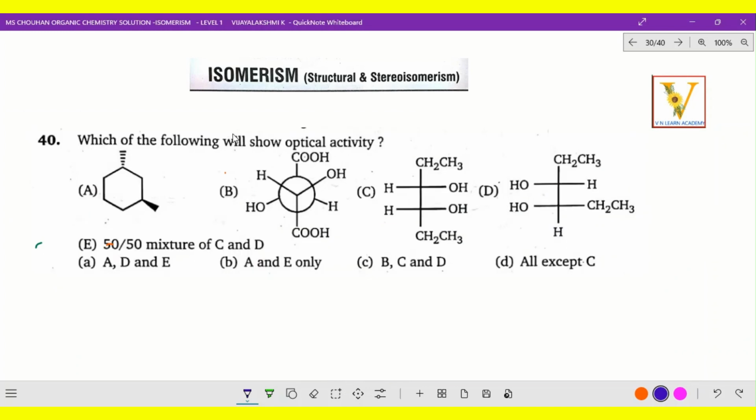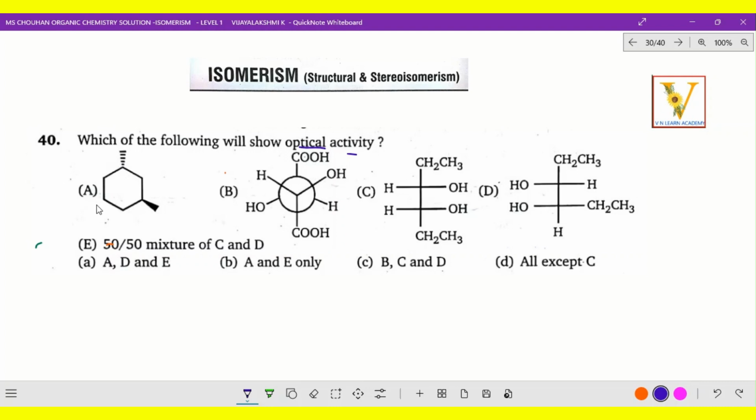Question: which of the following will show optical activity? Optically active means it is a chiral molecule, so POS and COS will not be present, and it can rotate plane polarized light. Non-superimposable mirror images are all applicable for optically active; enantiomers we can also bring in at this point. Now this is a cyclohexane with wedge and dash positions.